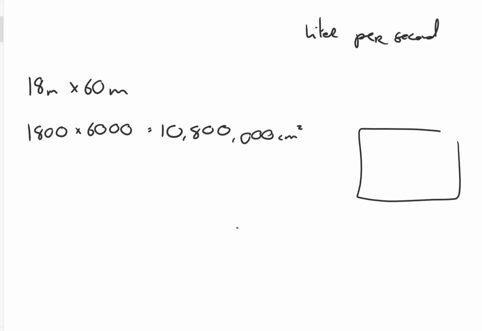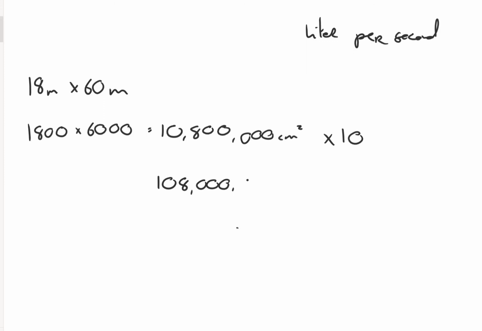have our area of the car park and then 10 centimetres. I didn't draw that great, but if you can imagine the area of the car park and then 10 centimetres of rain fell. So if I get the volume of rain that falls, I'll have to multiply this by 10 and I get 108,000,000 centimetres cubed of rain fell.